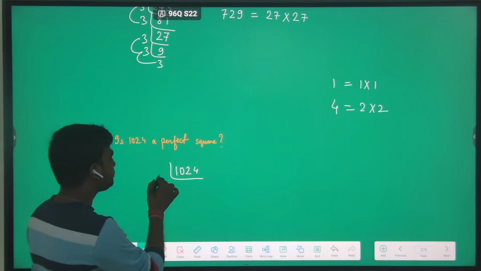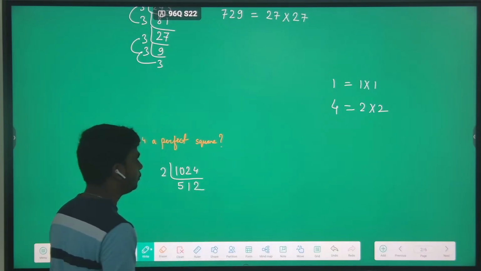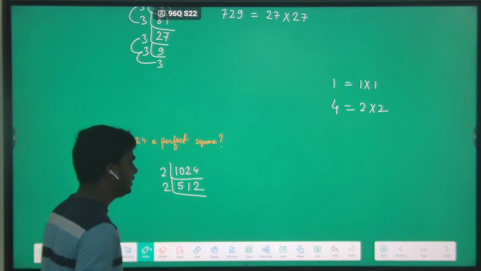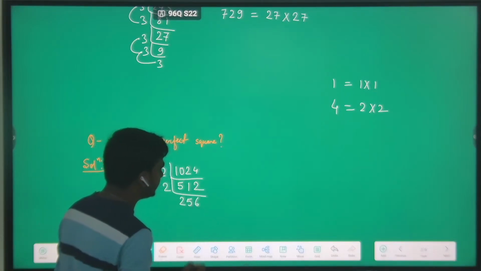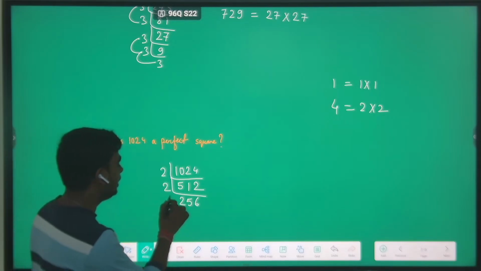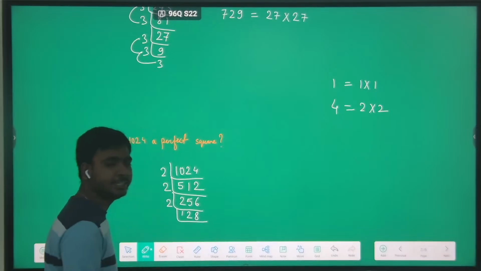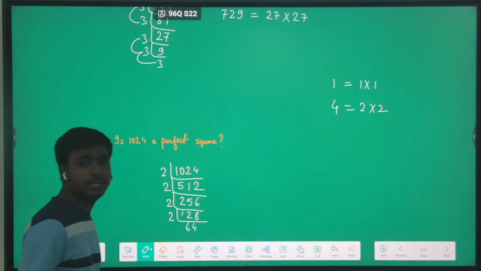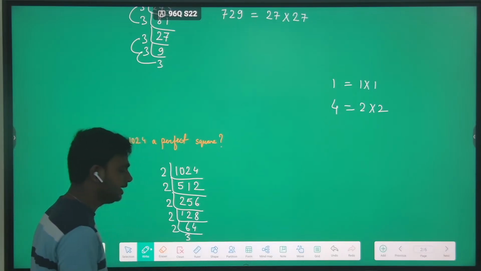2 5s are 10, 2 1s are 2, 2 2s are 4. The next term, when divided by 2: 2 2s are 4, 2 5s are 10, 2 6s are 12. Similarly, 2 1s are 2, 2 2s are 4, 2 8s are 16. Similarly, 2 6s are 12, 2 4s are 8. 2 multiplied with 4 is 8. 2 multiplied with 3 is 6.